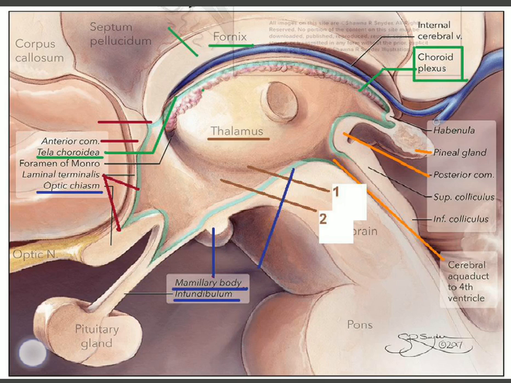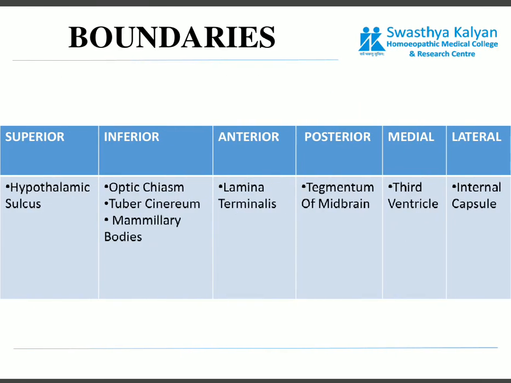Anteriorly, it is formed by the lamina terminalis. This is the lamina terminalis. On the posterior side, we have the tegmentum of the midbrain. The medial boundary is formed by the third ventricle, and the lateral boundary is formed by the internal capsule.